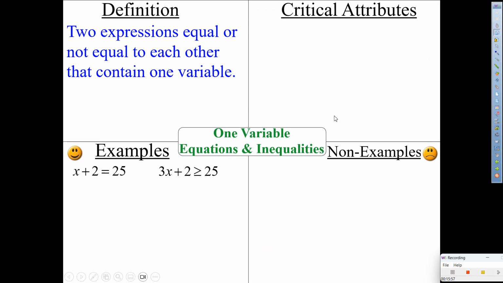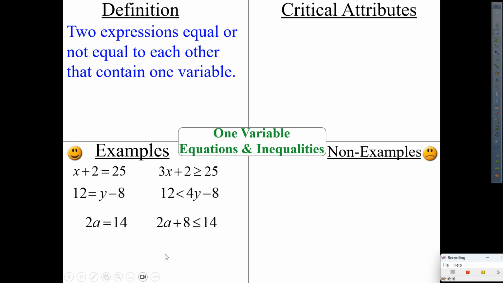Copy these next two: 12 equals y minus 8, and 12 less than 4y minus 8. And once again, we don't need our electronic devices. Put those away, please. Copy this next one as well: 2a equals 14, 2a plus 8 less than or equal to 14. And one last one: negative 3 equals m over 4, and negative 3 greater than m over 4 minus 6. All of those are examples of one variable equations and inequalities.